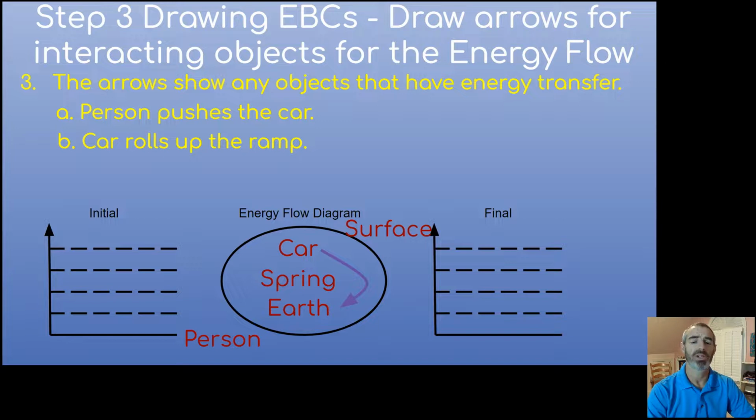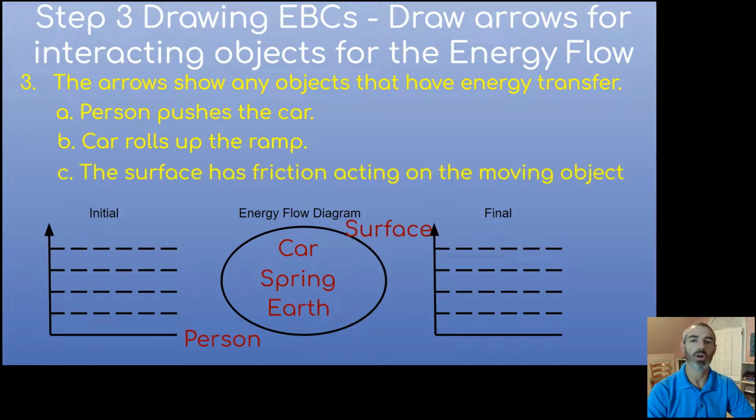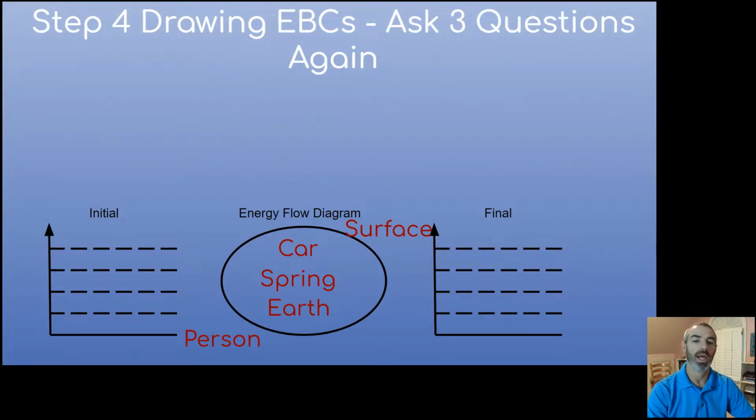Then another situation is if the surface has friction. If the car is rolling along, then we draw an arrow from the car to the surface because friction is going to cause the car to slow down. Now, this is just a couple examples. There are many interactions. The car could interact with the spring, and the spring with the person. Lots of different interactions. You just have to draw the arrows.